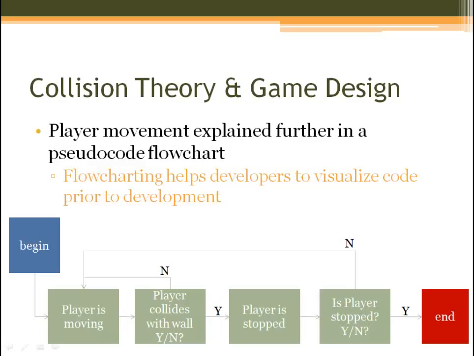For the next part, let's say our player collides with the wall. We move forward, the player is stopped. If the player is stopped, we ask yes or no, is the player stopped? If yes, we end the program. If no, we go all the way back to saying the player is moving, and we test all of our conditions again. What we're doing is simply saying, look at the program, look to see if we're testing certain conditions. If those conditions are true, do certain actions. If those conditions are not true, continue doing the previous action.